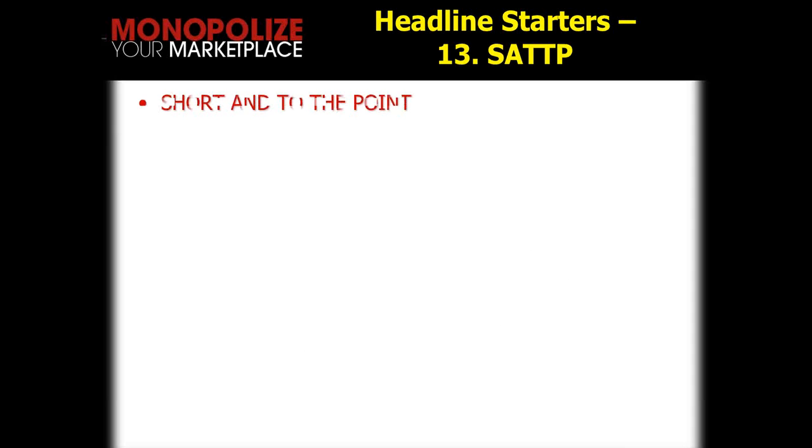So let's start with short and to the point. 3 to 7 words typically for a short and to the point headline. Just to make sure everybody's following along and to avoid any confusion, I am not saying that all of your headlines should be short and to the point. This is one of 26 different ways to write a headline, okay? Hang on just one second. All right, I'm back. These are good for subheadlines, and they're also good for introductory paragraphs.